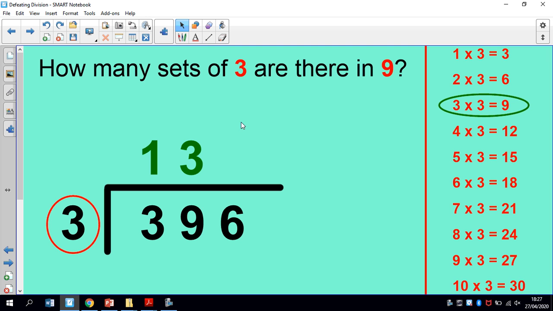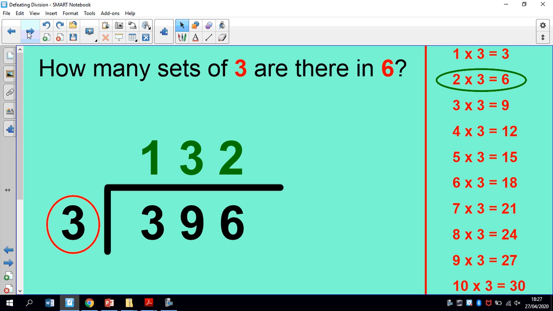Cool. Okay, and now we're on the last digit here. We ask ourselves again, how many sets of 3 are in 6 this time? Refer back to your multiplication table. How many 3's make 6? You can see that 2 sets of 3 make 6. So the final digit in our answer is 2, giving us a final answer of 132. When you split 396 into 3 equal parts, each part is worth 132.